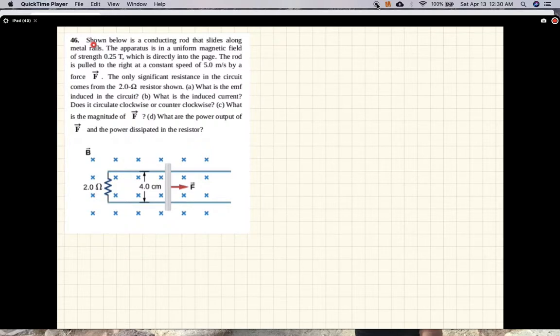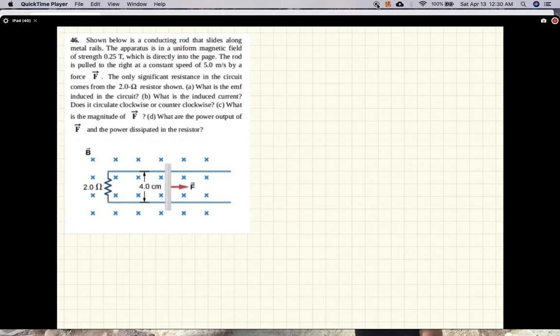Okay, so let's look at this one. Shown below is a conducting rod that slides along the metal rails. The apparatus is in a uniform magnetic field of strength 0.25 Tesla, which is directed into the page. The rod is pulled to the right at a speed of 5 meters per second by a force F. The only significant resistance is the 2 ohm resistor shown. What is the EMF induced in the circuit?